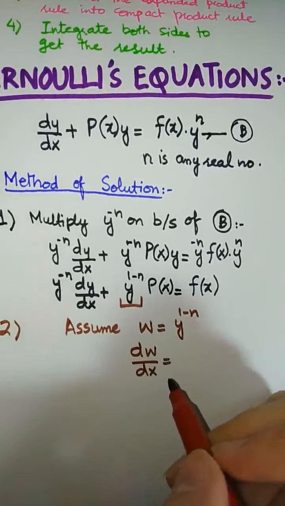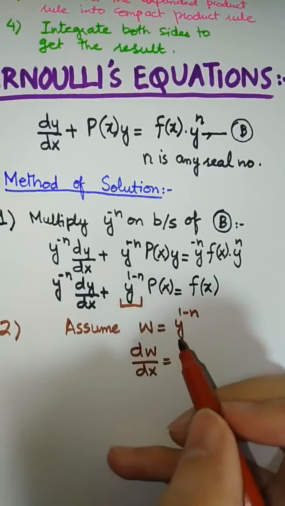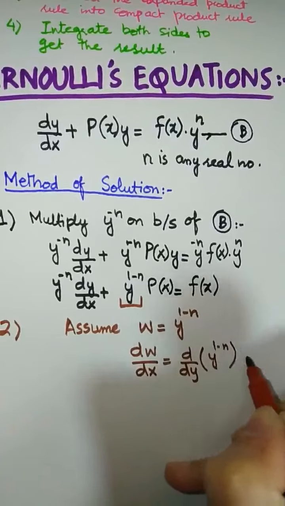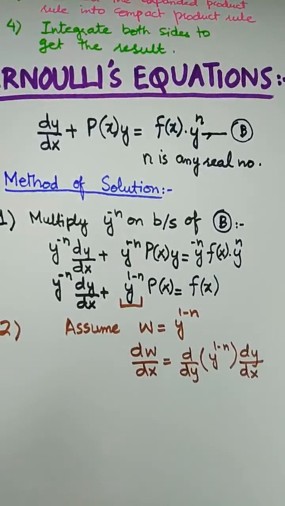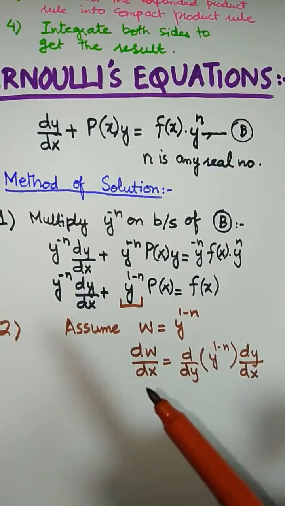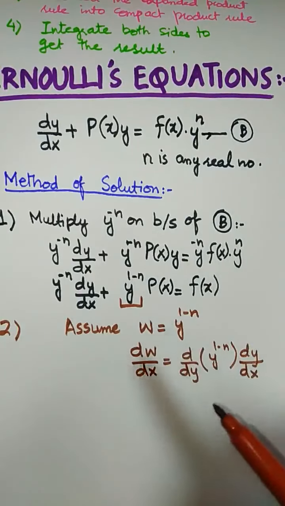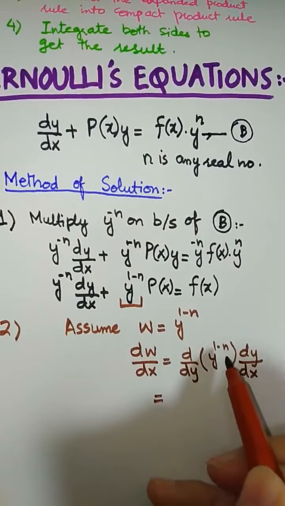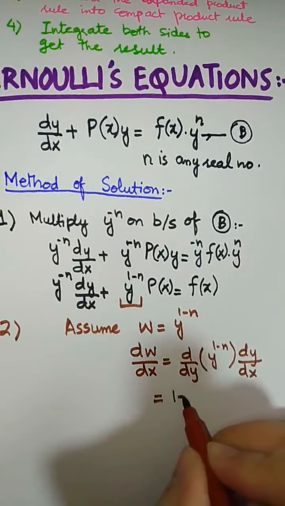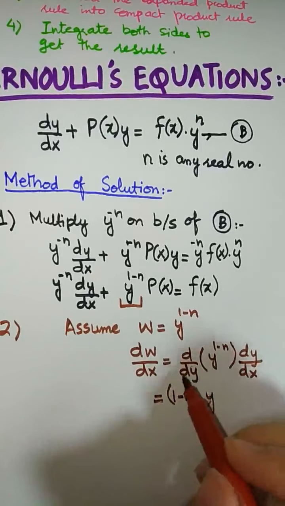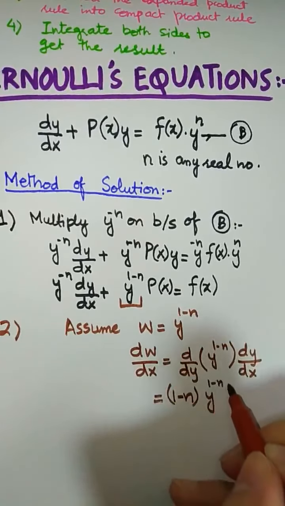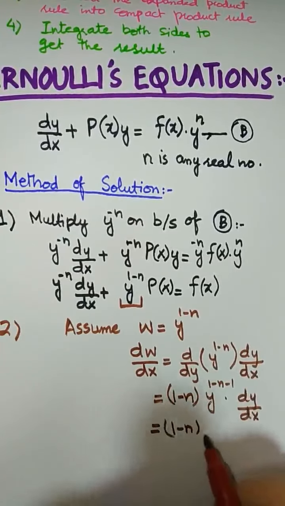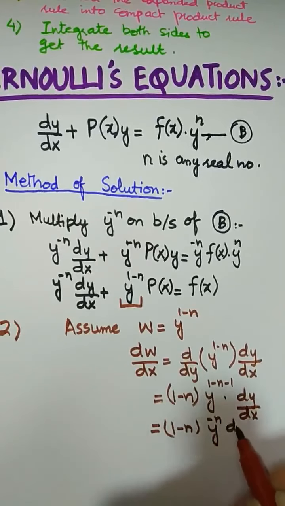So dw by dx, if we differentiate this equation on both sides with respect to x, then what it becomes, we have to apply the chain rule. So d by dy of y to the power 1 minus n, into dy by dx. Basically we are differentiating both sides with respect to x, and for differentiating y we need this chain rule, so that we can find its derivative. So its derivative becomes d by dy of y to the power 1 minus n. The basic power rule is, in derivatives the power is reduced by 1, so that becomes 1 minus n minus 1, into dy by dx. Now what it becomes? 1 minus n, y to the power minus n dy by dx.